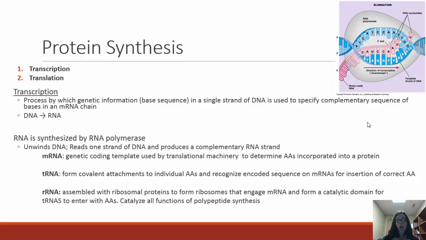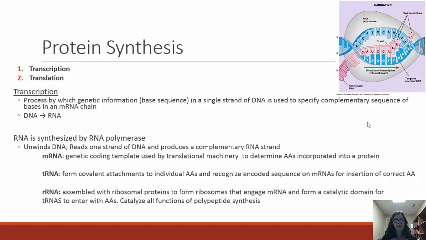And then we have rRNA, or ribosomal RNA, which is assembled with ribosomal proteins to form ribosomes that engage the RNA and form a catalytic domain for tRNAs to enter with amino acids. And this catalyzes all of the functions of polypeptide synthesis.